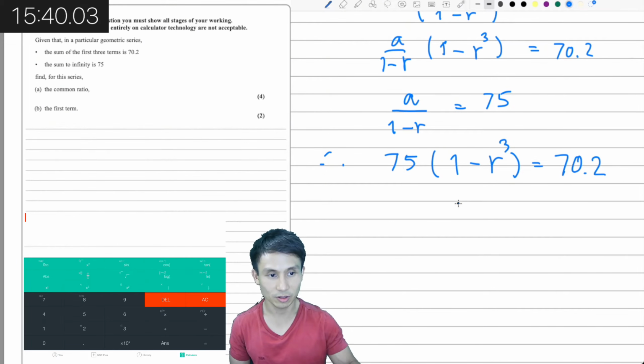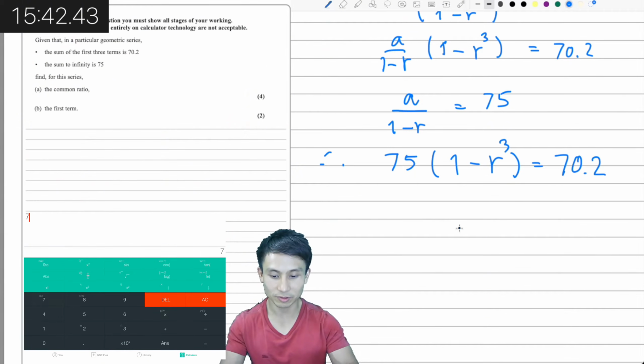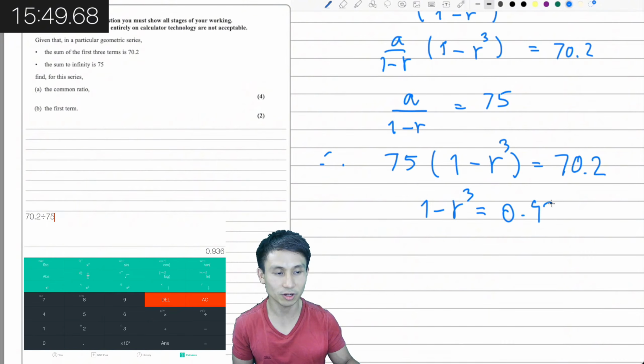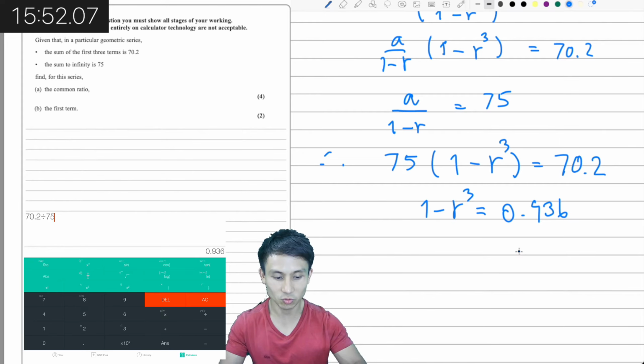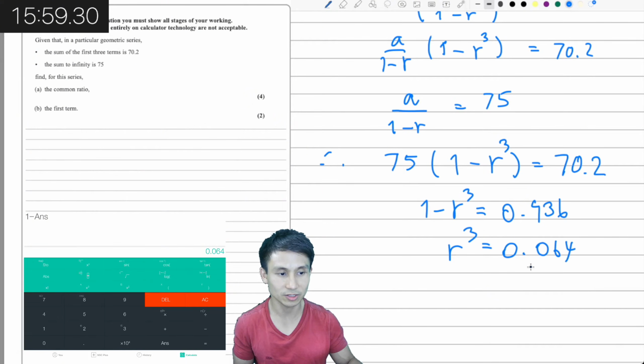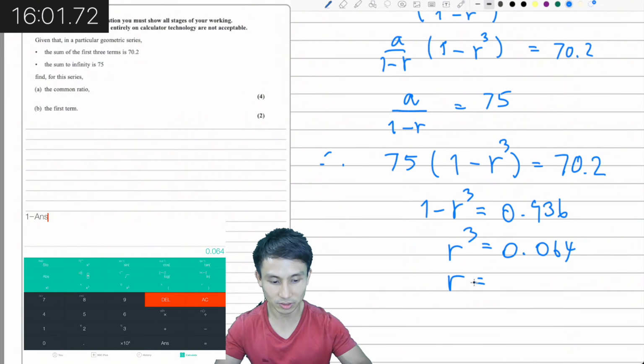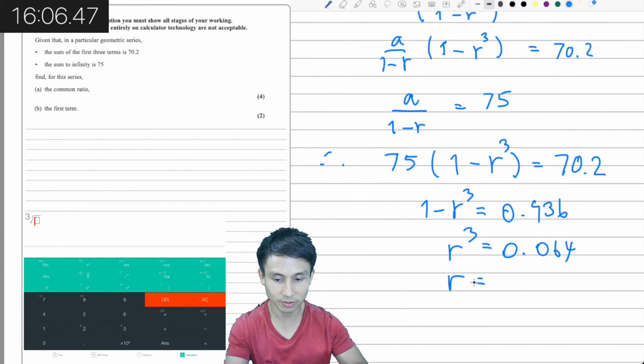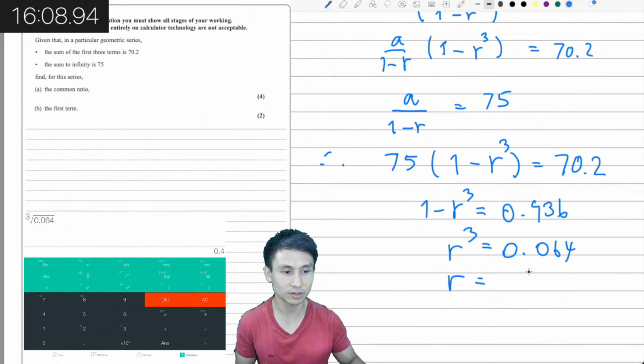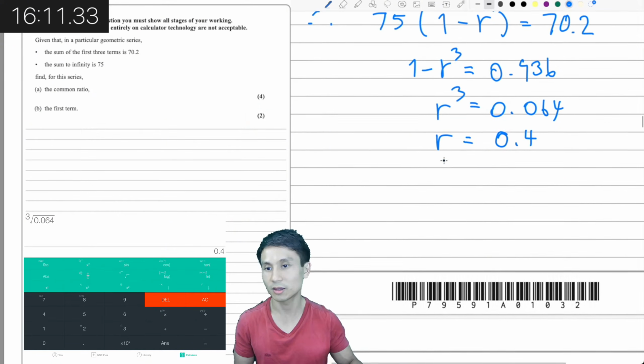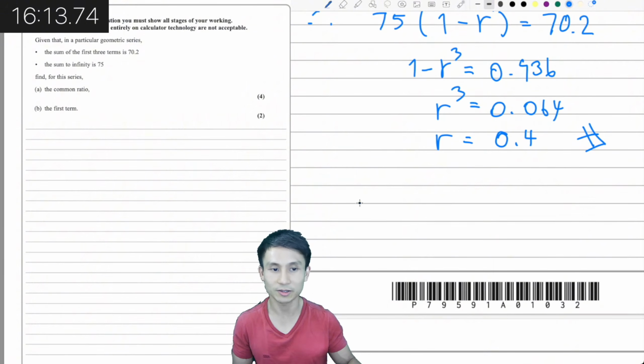Just substituting this into this whole thing. Aha, so 1 minus r cubed will become 70.2 divided by 75. So 1 minus r cubed equals 0.936. So we do 1 minus that, and r cubed equals 0.064. So r would be just the cube root of 0.064. So r equals 0.4. Okay, so that's the common ratio, guys.